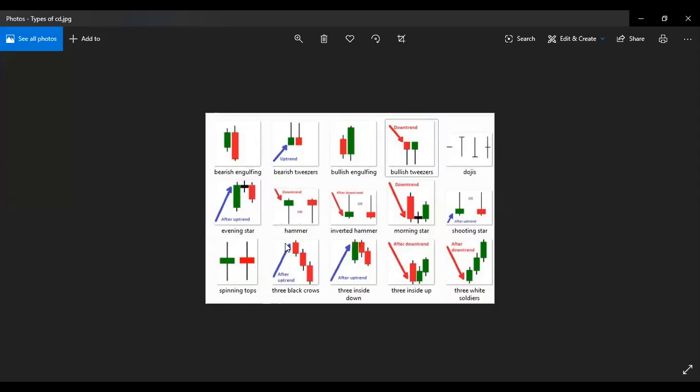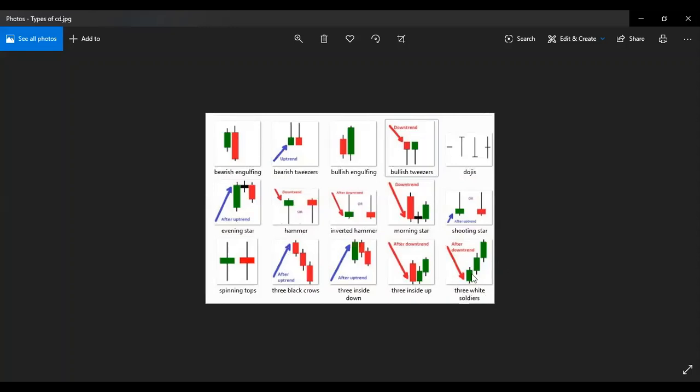Now, once there is 3 black crows, there is also the 3 white soldiers. That is the opposite of the crows. So when you see 3 black crows, it means that sellers are heavily in the market. So price will definitely go down. So realize that people sold here, people sold here, and people sold here. It means that sellers are more than buyers in the market. So the price will go down. So you need to also sell the currency.